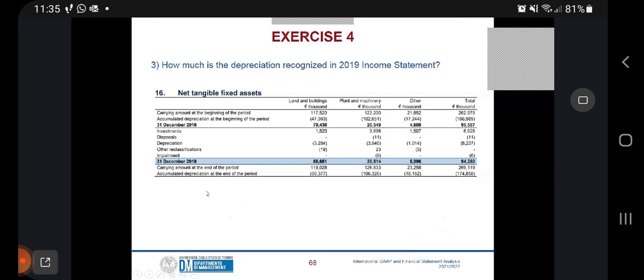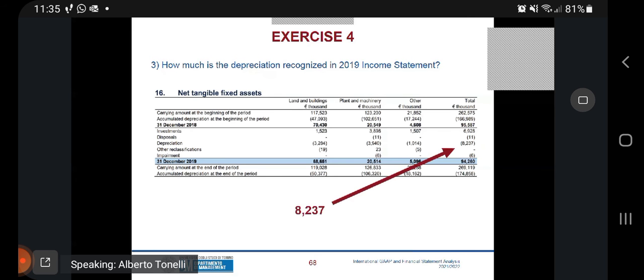And then, how much is depreciation recognized in 2019 income statement? The value is 8,237.